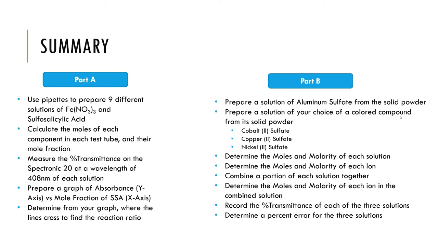In the second part of the experiment, you're preparing solutions yourself. You're preparing two solutions from solid material, a solution of aluminum sulfate, which will be clear and colorless, as well as a solution of a transition metal sulfate, either cobalt sulfate, copper sulfate, or nickel sulfate. And these three solutions, you'll be choosing one, have a color associated with them. In each of these two solutions, you're going to be determining how many moles are present using the weighed mass and the molecular weight, and determine the molarity of these solutions using the moles and the volume of 50 milliliters.